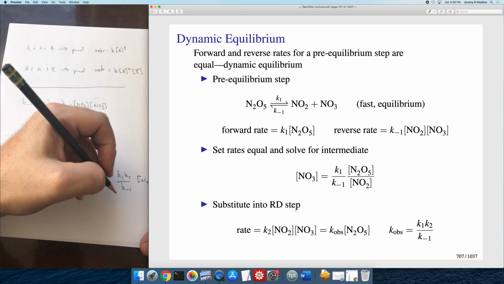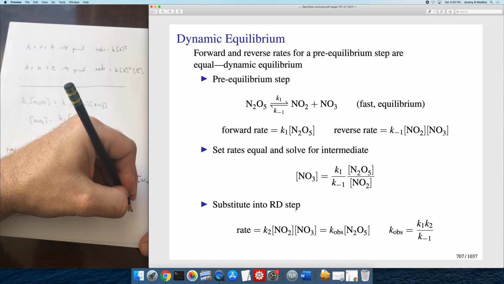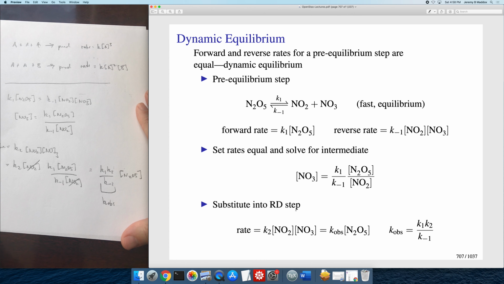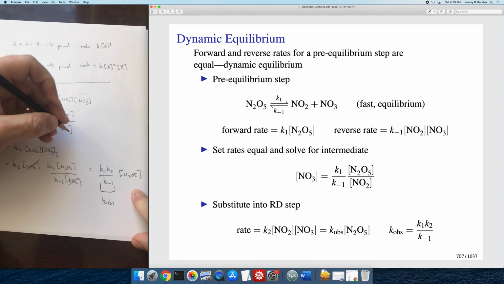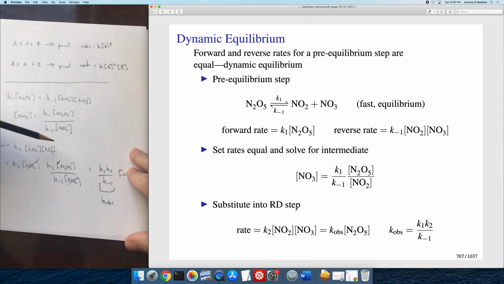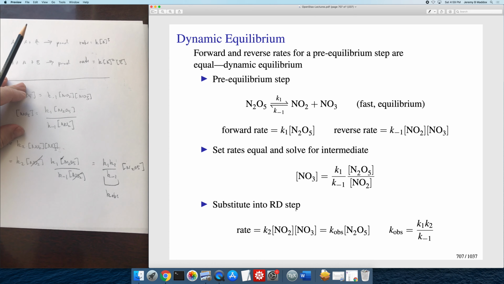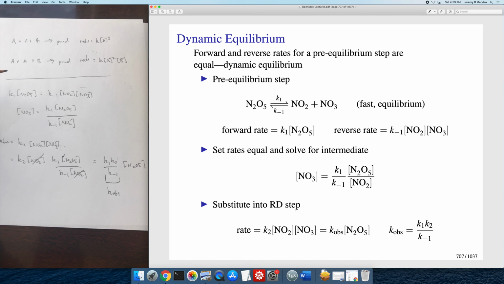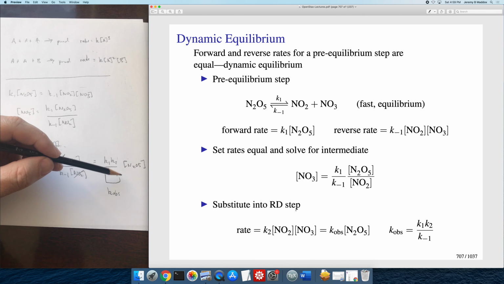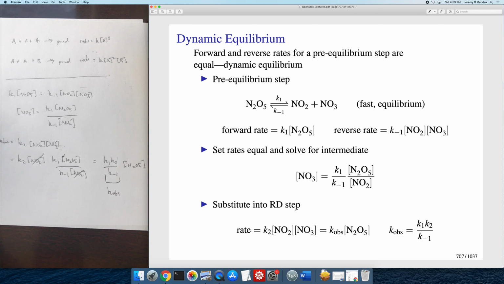And what we'll do then is call this K observed. And so we see that this rate, even though it doesn't look like it's the observed rate law, it actually is after a little bit of algebra. And so that's how you derive the observed rate law from the mechanism. In this case, we have a pre-equilibrium step. The observed rate constant we see is a combination of rate constants from the mechanism. And that's a very common feature in chemical kinetics.